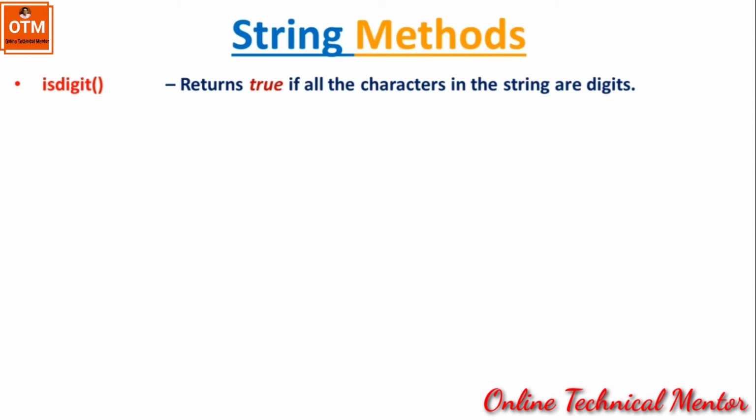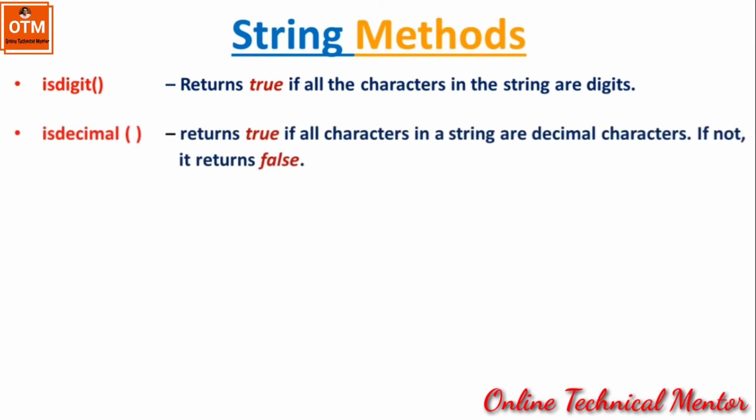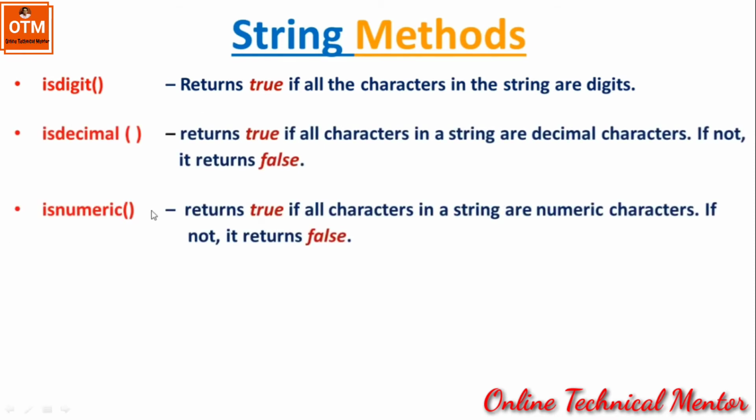Let me show you two more functions which are similar to the isdigit function. They are isdecimal and isnumeric. isdecimal returns true if all the characters in a string are decimal characters. If not, it returns false. And isnumeric returns true if all the characters in a string are numeric characters. If not, it returns false. Though these three functions look the same, and by reading this description you may think they will return the same result, no, the result will differ in case of some Unicode used within the Python programming language.